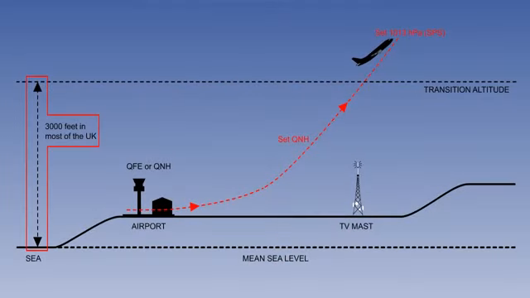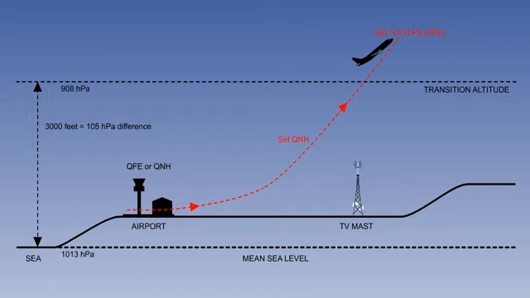The transition altitude is, as the name suggests, an altitude. In other words, it is based on a vertical distance from mean sea level. This means that in any given region it is a fixed value and does not depend on the QNH. If the QNH is, say, 1013, then a transition altitude of 3,000 feet will correspond to a barometric pressure of 908 hectopascals. This is a change of pressure of 105 hectopascals.